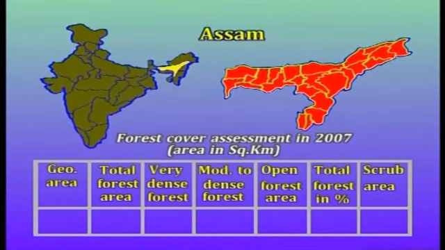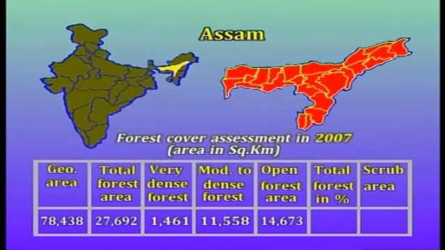State's total forest cover. The geographical area of total districts of Assam is 78,438 square kilometers in 2007. The total forest cover is 27,692 square kilometers, out of which the very dense forest cover is 1,461 square kilometers. The moderate to dense forest cover is 11,558 square kilometers. The open forest cover is found to be 14,673 square kilometers. Altogether, these forests cover about 35.30% of the geographical area of the state. The scrub cover is also found to be 179 square kilometers.